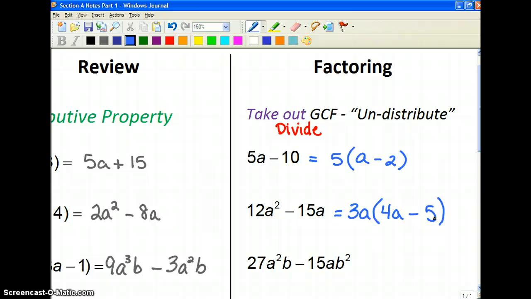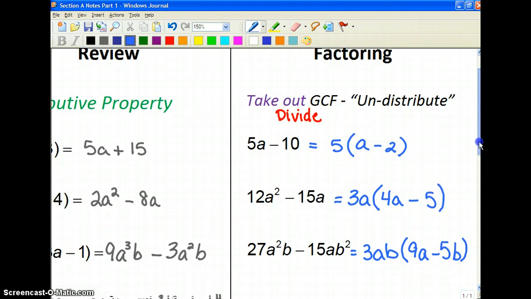Number 3, what do 27 and 15 have in common? 3. What letters do they have in common? They both have an A, and they both have a B. So if you take that out, what's left? 27 divided by 3 is 9. One of the A's came out, and the B came out, so you don't have it left. Minus 5. The A came out. There's 2 B's, so you have one of your B's left. Again, you can redistribute to make sure that you're doing it correctly.